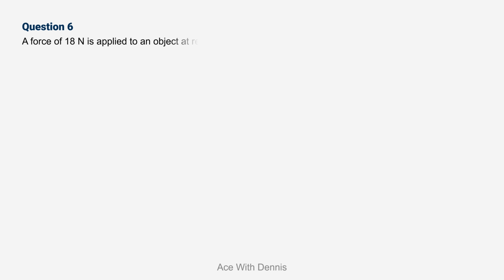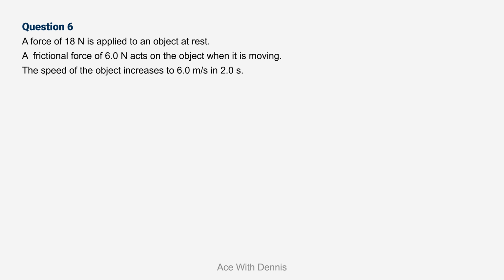Question 6. A force of 18 newtons is applied to an object at rest. A frictional force of 6.0 newtons acts on the object when it is moving. The speed of the object increases to 6.0 meters per second in 2.0 seconds. What is the mass of the object? A. 2.0 kilograms, B. 4.0 kilograms, C. 6.0 kilograms, or D. 8.0 kilograms.